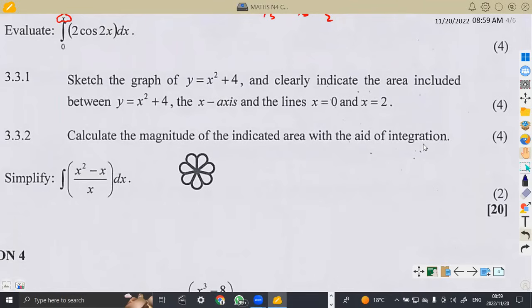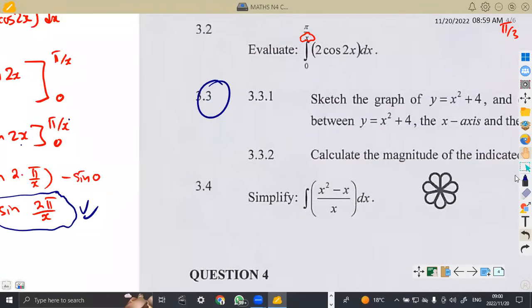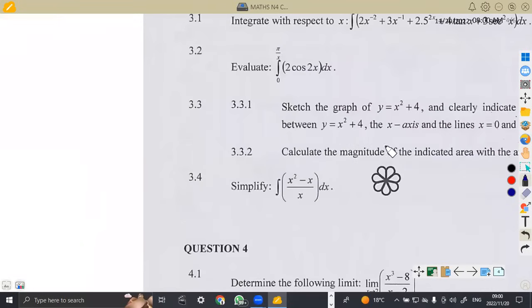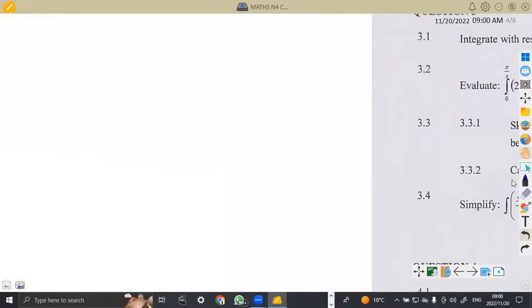We are supposed to know the graph of y is equal to, guys, in N4 Mathematics, you are supposed to know how to sketch from your Mathematics N3. So make sure you understand so that you do not waste time in the exam trying to sketch these graphs. It's supposed to be a normal thing that you have before you enter the exam. Okay, anyways, let's not waste time. It's already something that was written. Okay, 3.3.1. y is equal to x squared plus 4.